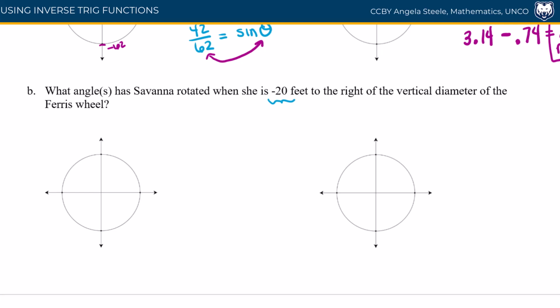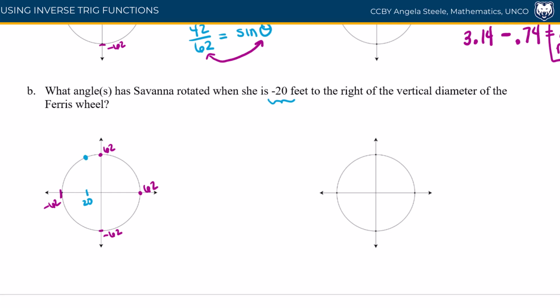Okay, so negative 20 feet to the right means that technically we're just 20 feet to the left. And it's just a continuation of the previous problem, so that means that our radius is still going to be 62 all the way around. Okay, so 20 feet is going to be about a third of that distance. And so we want to think about all the points that exist when Savannah is 20 feet to the left.